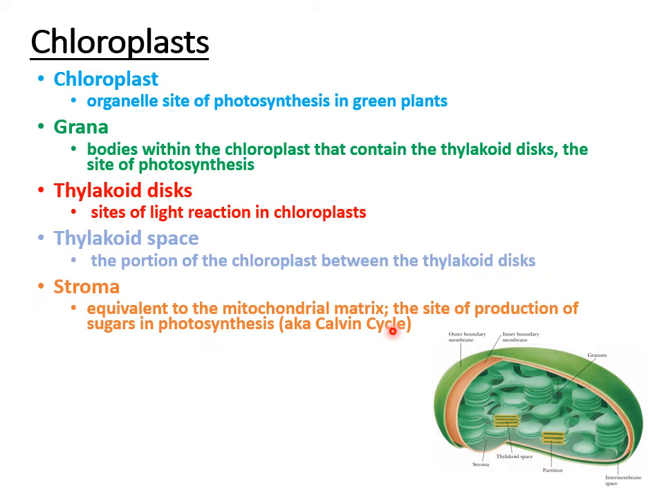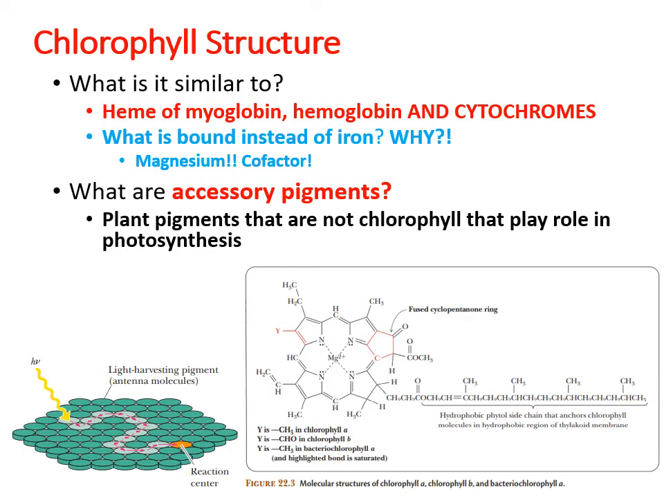So two that I really want to highlight here are the thylakoid discs and the stroma, because we highlighted on the previous slides the light reaction and the dark reactions, or the Calvin cycle. So please make sure to remember those two locations. Remember where the light reaction occurs and where the Calvin cycle or dark reaction occurs.